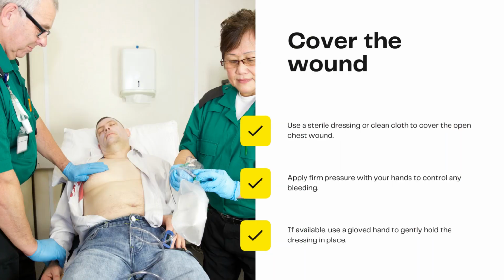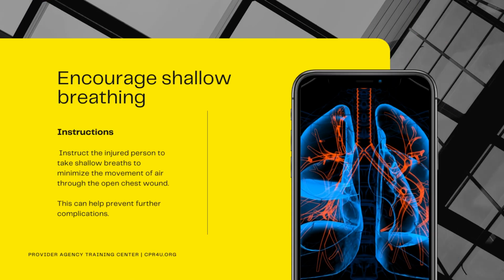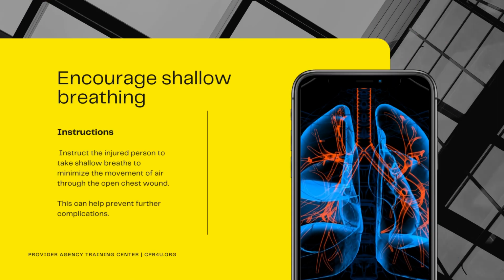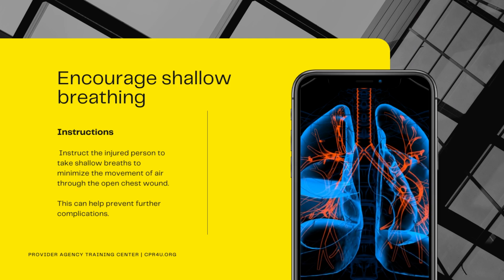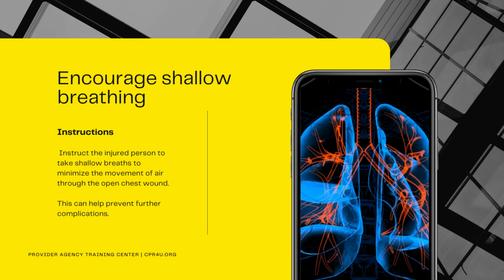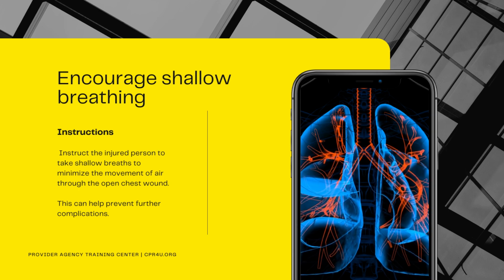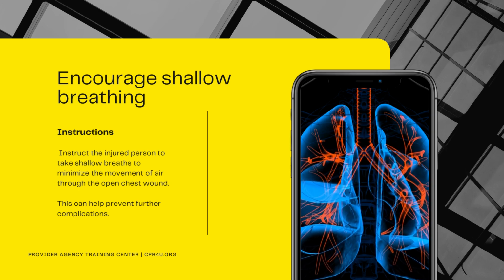Next, use a sterile dressing or clean cloth to cover the open chest wound. Apply firm pressure with your hands to control any bleeding. If available, use a gloved hand to gently hold the dressing in place. Now that the dressing is in place, encourage shallow breathing. Instruct the injured person to take shallow breaths to minimize the movement of air through the chest. This can help prevent further complications.